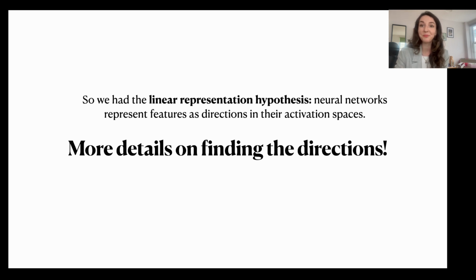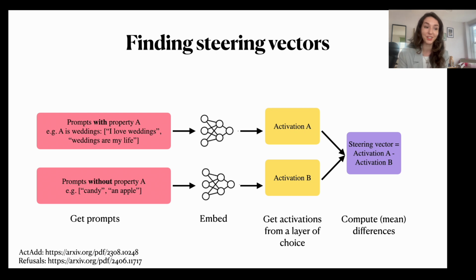Okay, so having ended with this linear representation hypothesis, aka features are represented as directions in activation space, let's see a bit more in detail how we actually find these directions and how we then also use them in the steering. You already saw this before. Quick recap is, how do we find steering vectors? Very, very simple. Take two sets of prompts, one set of prompts with a property of interest A, one set of prompts without the property of interest, pass these through the model, take out activations from a particular layer, subtract them, and tada, that is your steering vector.